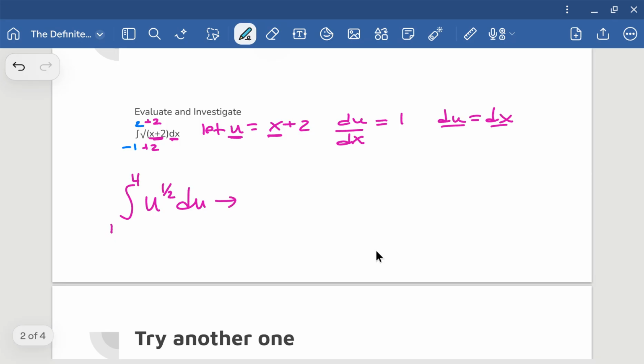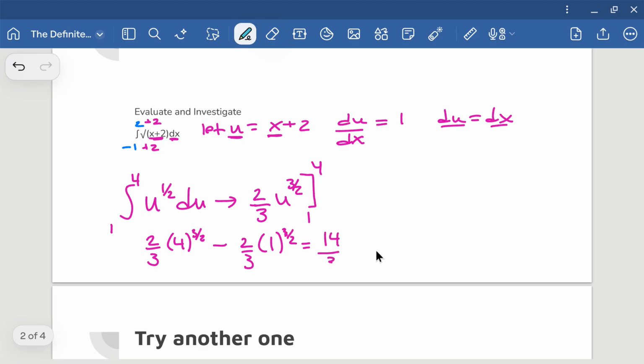So following those rules, I will add 1 to the exponent and divide. So I will get 2 over 3 u to the power of 3 over 2. And then I want to solve this from 1 to 4. So I like to directly plug in at this point. So going from here, 2 over 3, and then in terms of our limits, we're going to have 4 to the power of 3 over 2, then subtract 2 over 3 times 1 to the power of 3 over 2. And once you plug that in, you'll get 14 over 3.